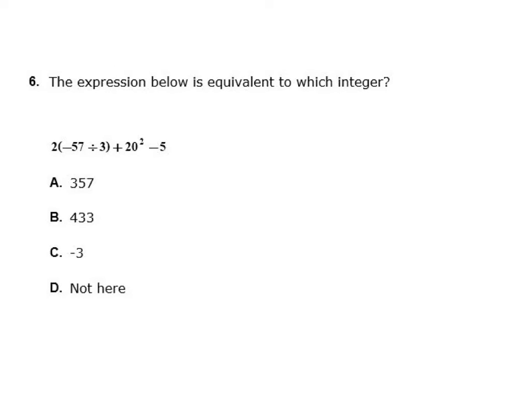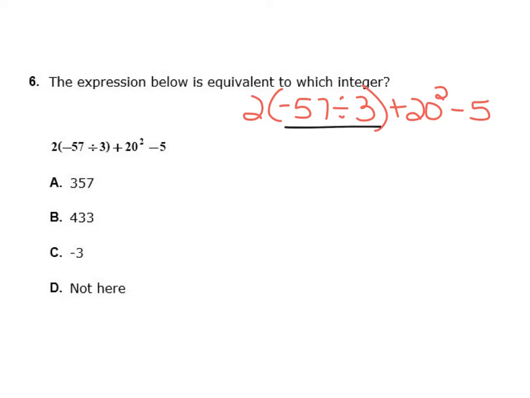Number 6. The expression below is equivalent to which integer? So here we have integers, so remember your integer rules. So we're going to go ahead and start with the parentheses. So I'm going to write it on this side to make it easier to actually work it out. So we have 57 divided by 3. So remember, with rules for integers, if you have different signs, then your answer is going to be negative.